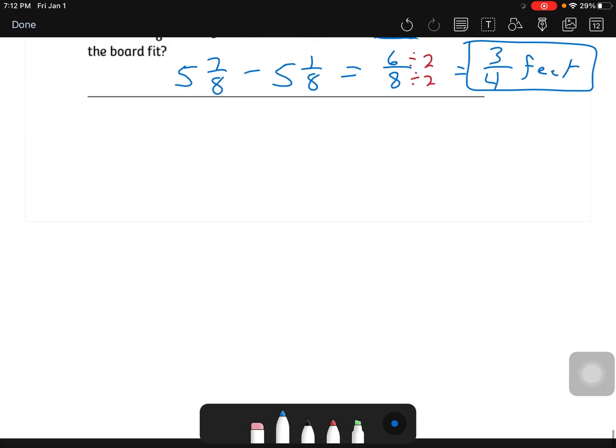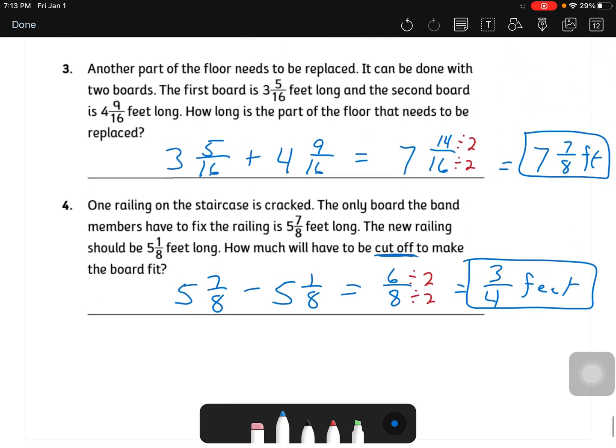Okay, and I think that is all for this section. So we're just a little bit of work with adding and subtracting mixed numbers and using that acronym to help remember how to just make sure you have all your steps covered.